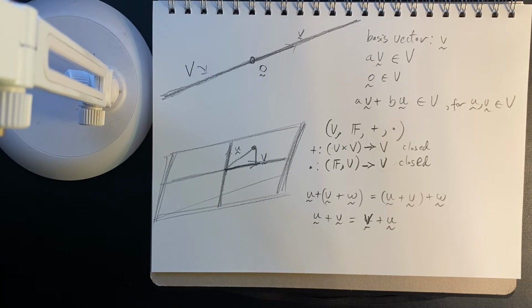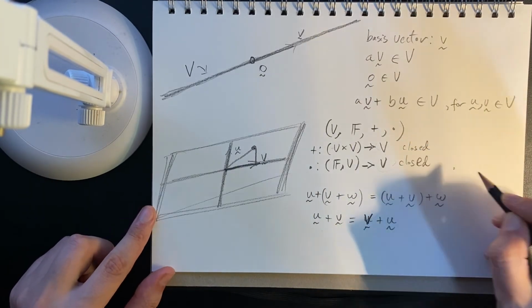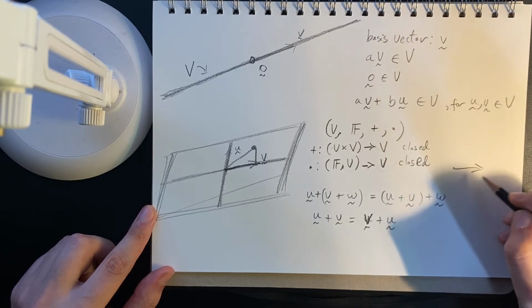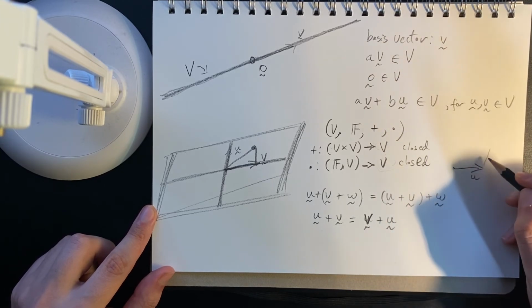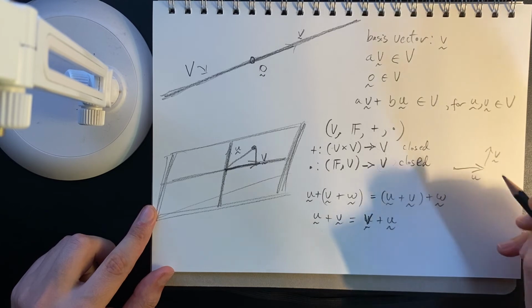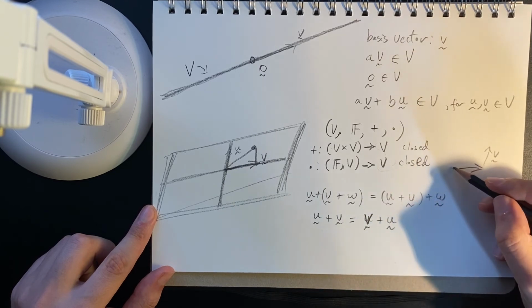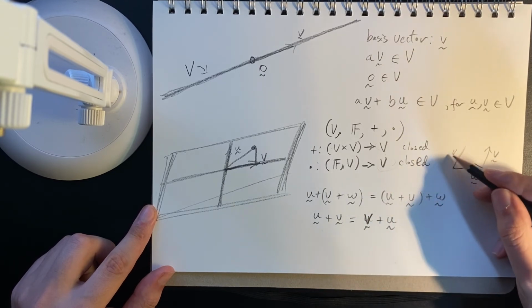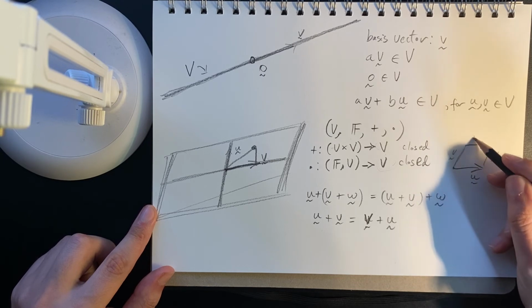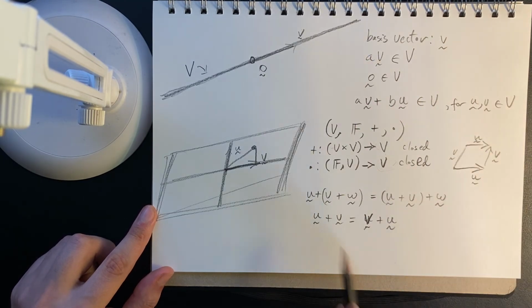I think of commutative as literally to commute. So if I take the u direction and then the v direction, that's the same as taking the v direction and then the u direction, if you think of adding vectors as like translating through points.